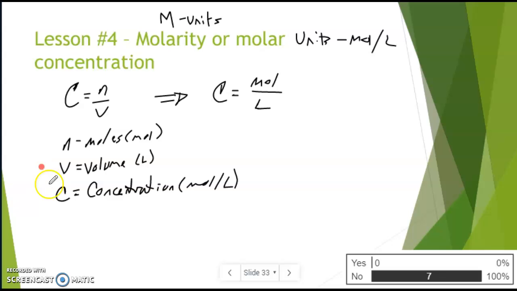Okay, so that's the first part breakdown. That's what concentration is. For the units, N should always be in moles. Volume should always be in liters, and then concentration will be moles per liter for Chem 20.